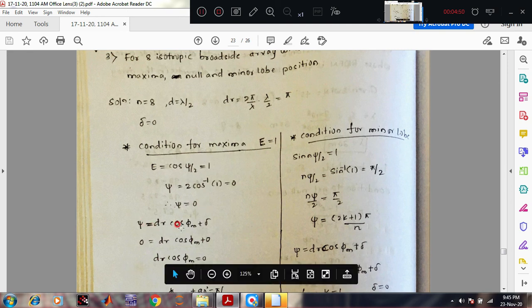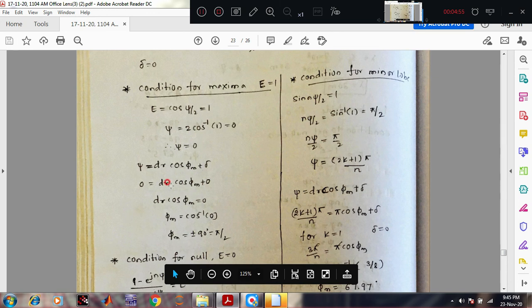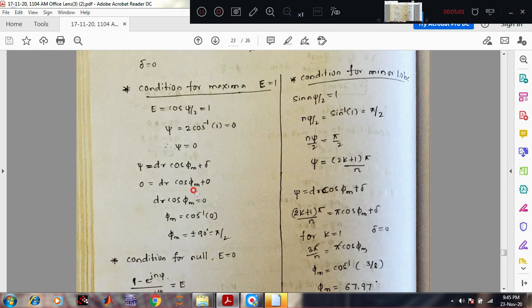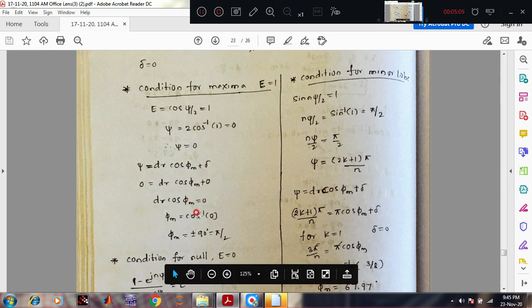Psi is equal to dr cos phi m plus delta. Therefore 0 is equal to dr cos phi m plus 0. So dr cos phi m is equal to 0, phi m is equal to cos inverse of 0, so phi m is equal to plus or minus 90 degrees, that is plus or minus pi by 2.